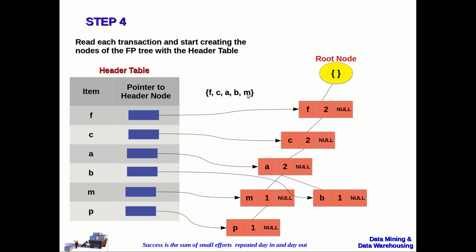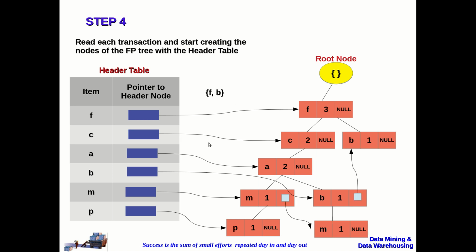Then from B, I have one M. So an M node is to be created, which will be the child node of B. And since M is the second node created, what do we have to do? Already the pointer to the header node is pointing to this. So from here, the null pointer will be changed and it will be pointing to this particular M node. Okay. So thereby we have completed 2 transactions.